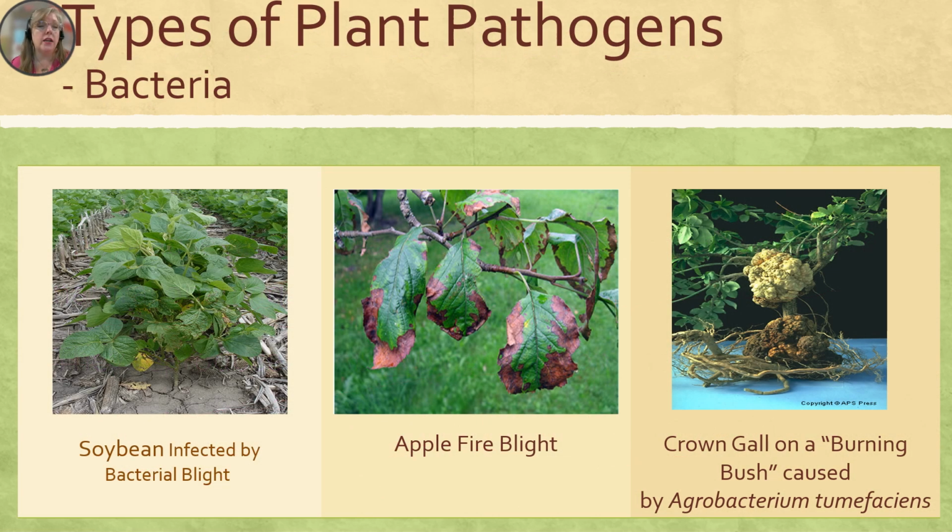This is bacterial blight. I think down here it's harder to see. Bacterial blight on this soybean. This is apple fire blight. This is an apple tree. And this bush is called a burning bush. It's not actually on fire, and Moses isn't anywhere around. But this is a burning bush, and this is called crown gall, which is actually pretty interesting.